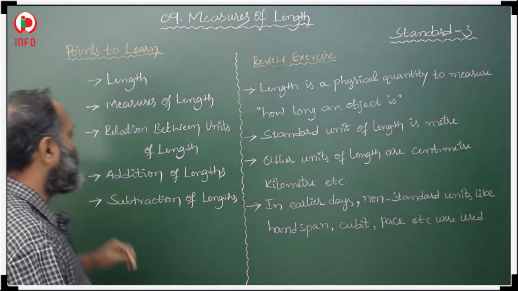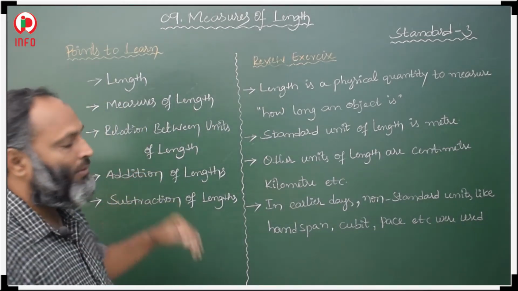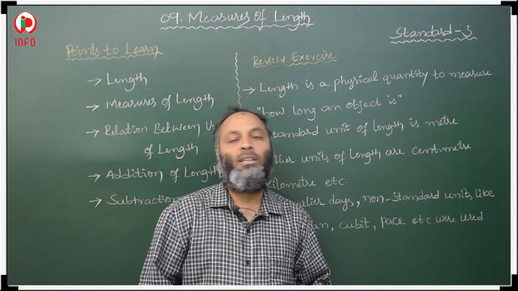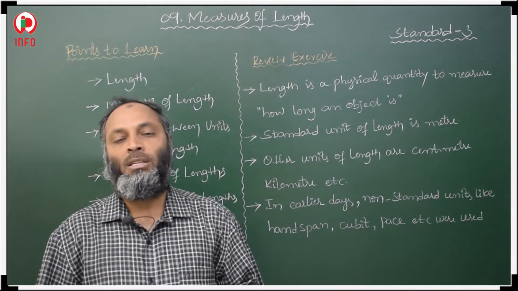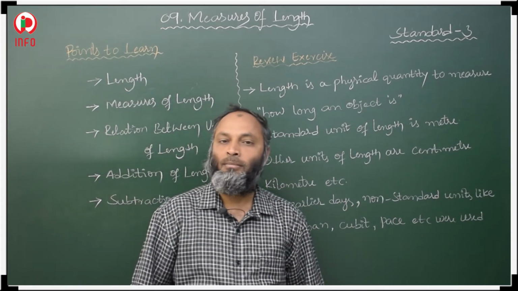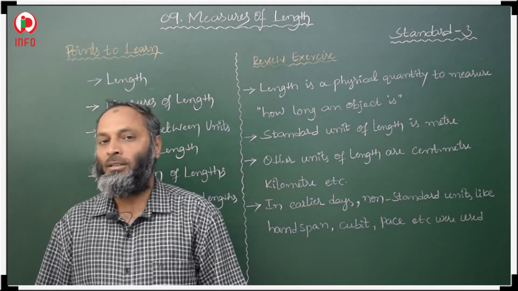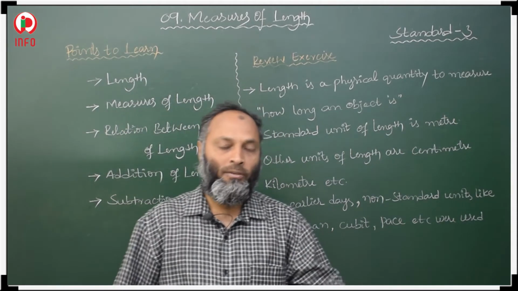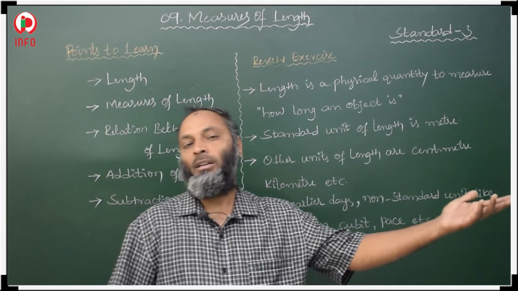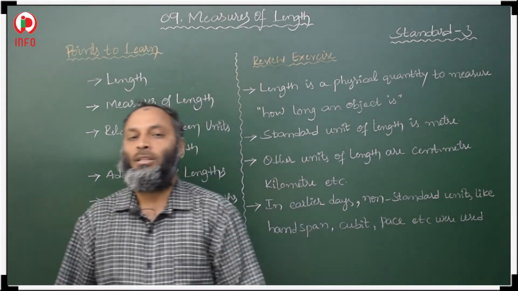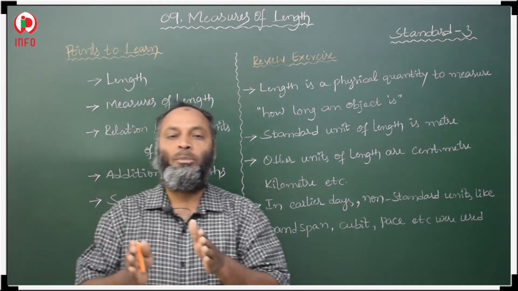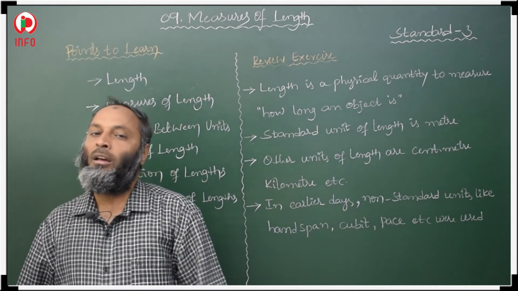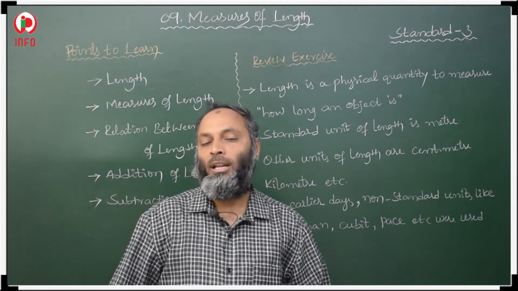The third concept is the relation between units of length. Basically, we use kilometers, meters, centimeters and millimeters to find length. Millimeters are the smallest unit, then centimeters, then meters, and the biggest unit is kilometers. So: millimeters, centimeters, meters, kilometers. These standard units we use to find length.